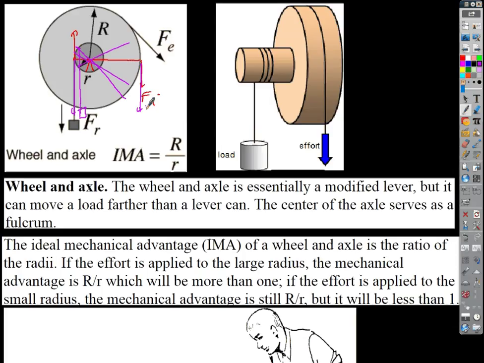Yeah. So where else in a car would you see a wheel and axle going on? Is it with the wheels? Yeah, with the wheels. And it is with the wheels, but now think about this.